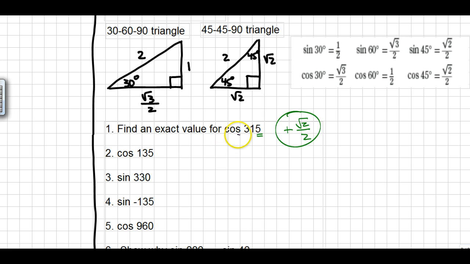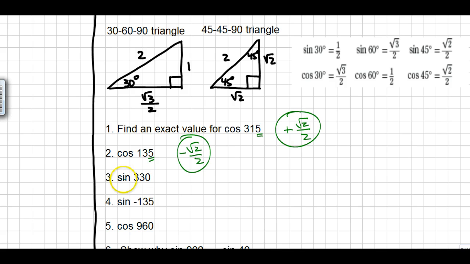If we jump next to the same type of question, find the exact value for cosine of 135. Again, it ends in a 5, so I know it's going to be square root of 2 over 2. 135 is past 90, but not quite to 180, so that's going to be in quadrant 2. The cosine is the x value. X values in quadrant 2 will be negative.